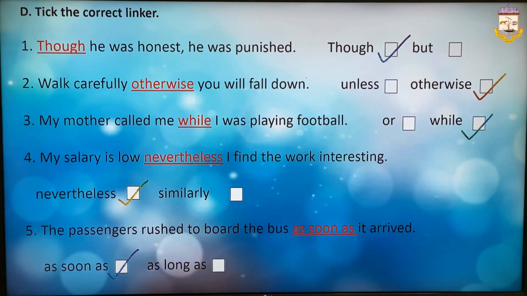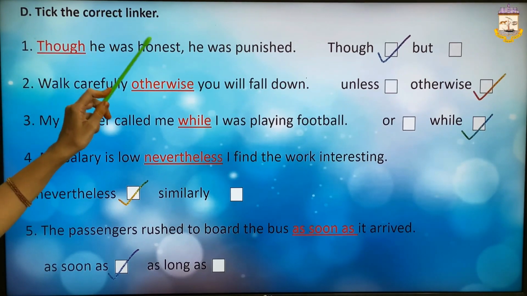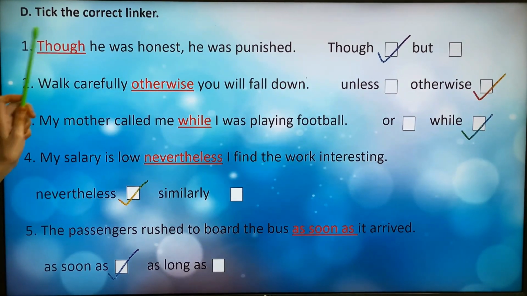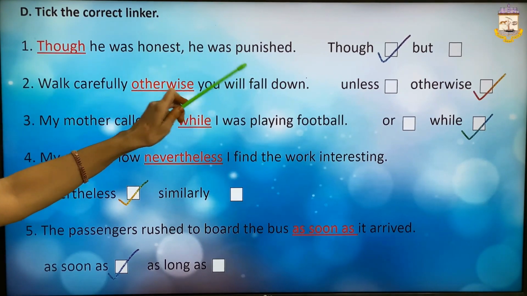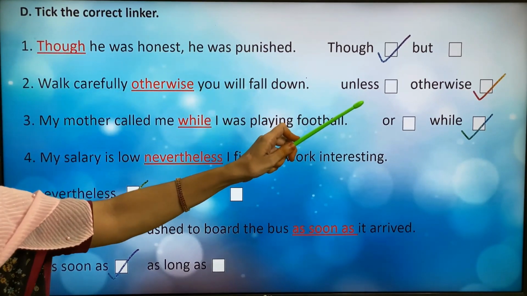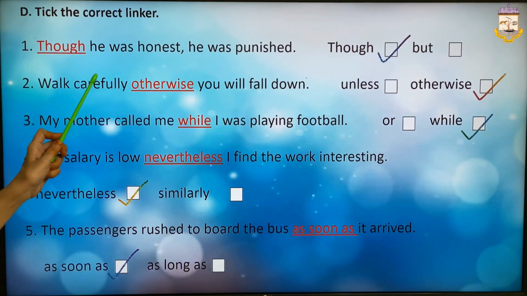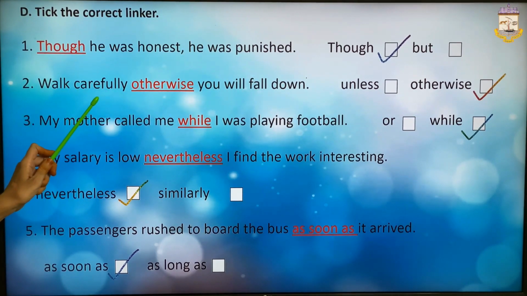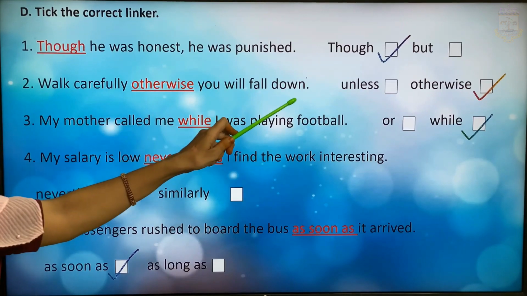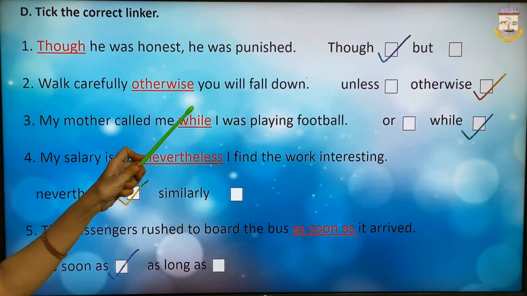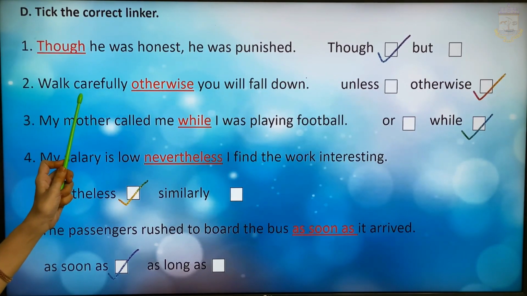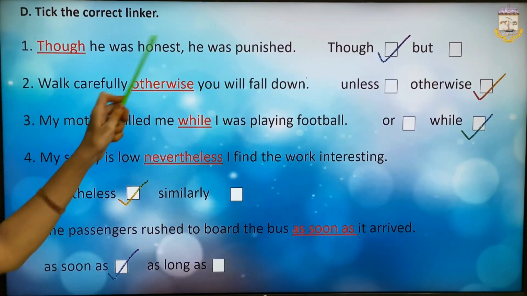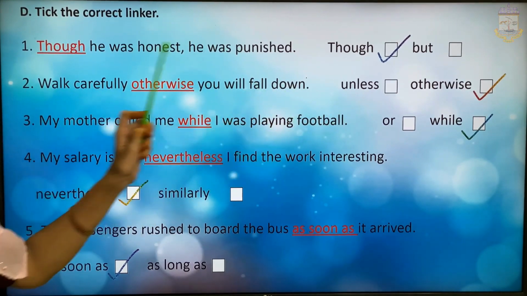Here is an easy exercise for you. Just you have to tick the correct link. Dash he was honest, he was punished. But and though is given, the right answer is though he was honest, he was punished. Walk carefully. Dash you will fall down. See, there is a choice. You have to walk carefully, otherwise you will fall down.